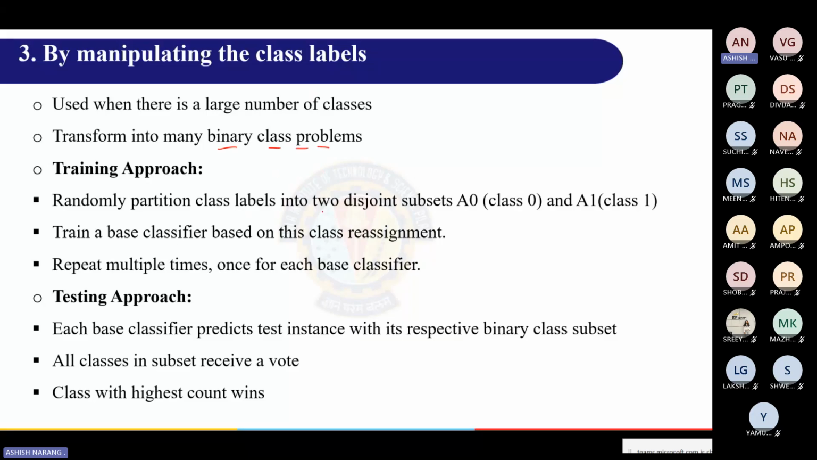Randomly partition the class labels into two disjoint sets, class 0, class 1. Train a base classifier based on this class reassignment. Repeat multiple times, one for each base classifier. So I am going to choose some subsets which have two classes, and train base classifiers on that basis. Each base classifier predicts a test instance with respect to its binary class subset. So some two classes are given to one classifier, some other two classes are given to another classifier, and so on.